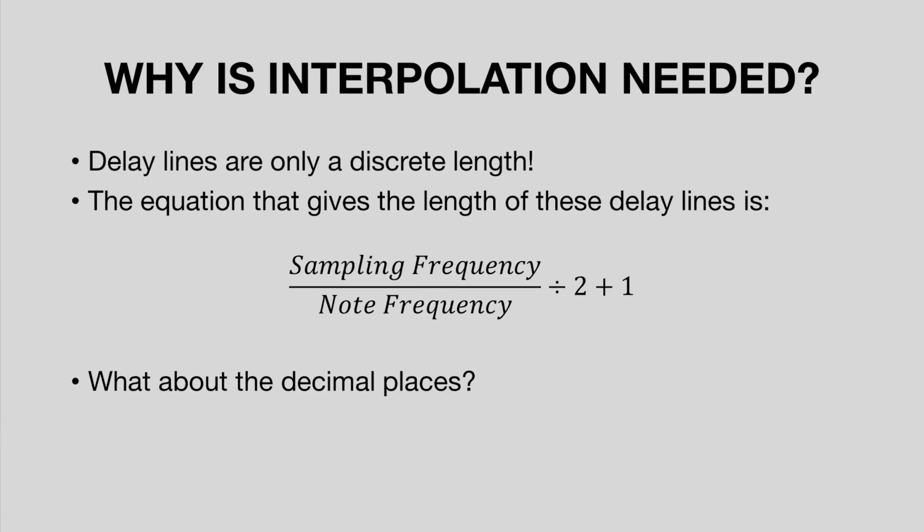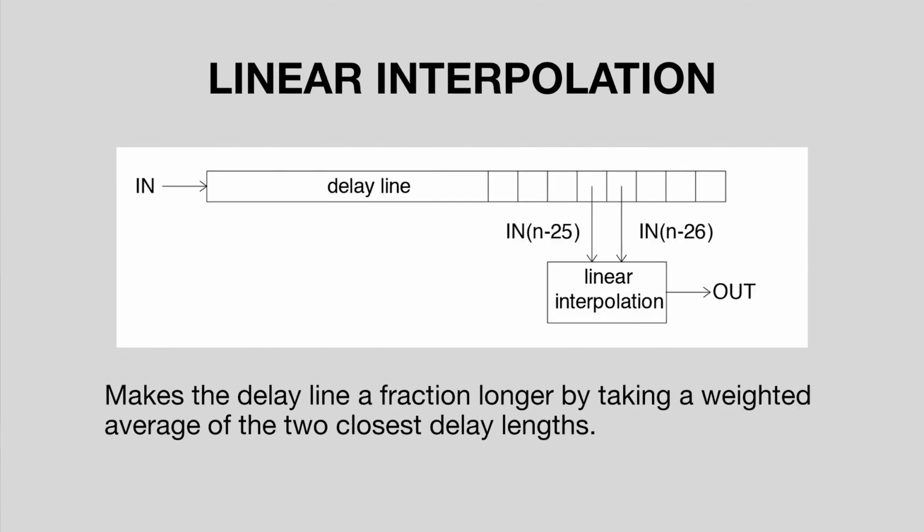Let's focus on why we need interpolation in this model. Due to the delay lines being represented as arrays, they have a discrete length. When we want to tune a delay line to a specific frequency, we lose the decimal points. This means that the delay lines are always out of tune. We can fix this problem by making the delay line a fraction longer with linear interpolation, a way of taking a weighted average to extend the length of this line.